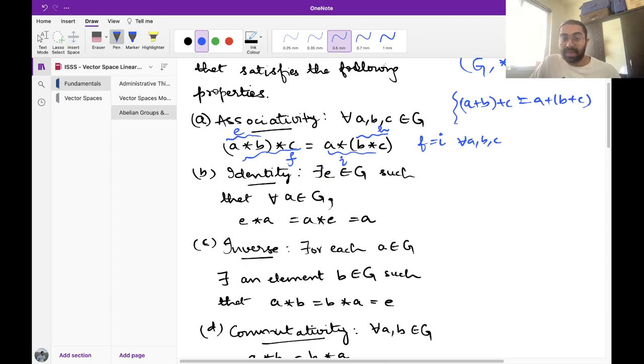See, what are we saying? We're saying that there is some element E in G, such that if I take any element A in G and do this operation, I should always get A. Let's say I'm dealing with the plus symbol, addition as the operation, and with reals, for example. So what is the element E, such that if I add A to E, or if I add E to A, I'll always get A? What could be this E?